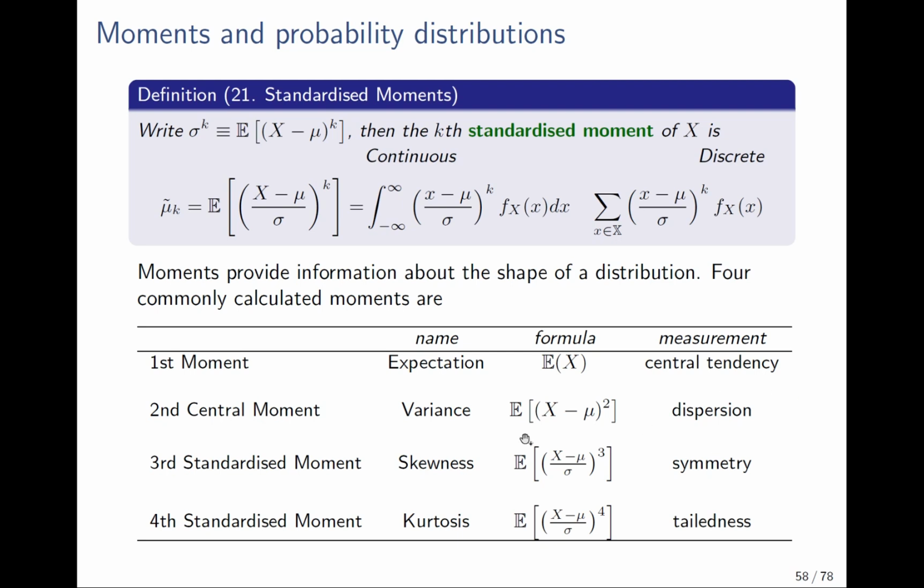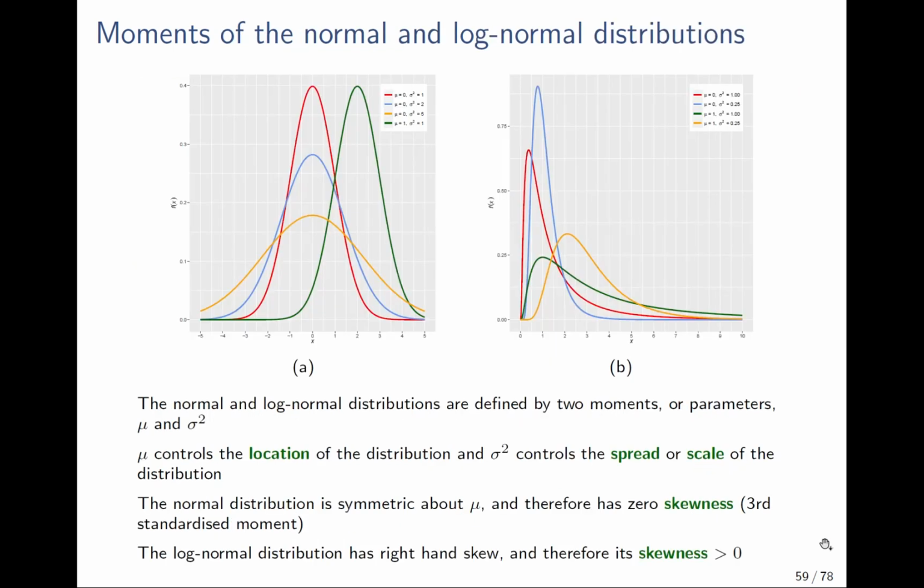The third standardized moment is called skewness. This formula here, it's the third, so k equals 3, and this measures the symmetry of the distribution. And the fourth standardized moment, called kurtosis, power of 4, k equals 4, measures the tailedness of the distribution. So just to give an example, here we have the normal and the log normal distribution. This is the normal distribution. This is the log normal.